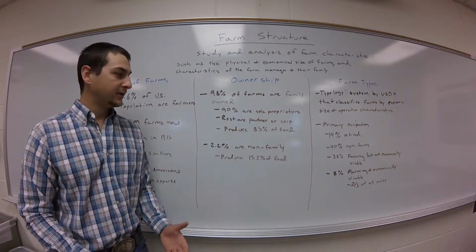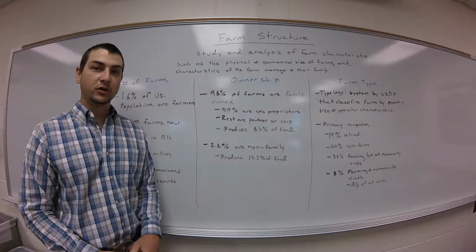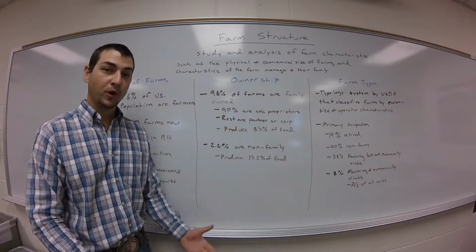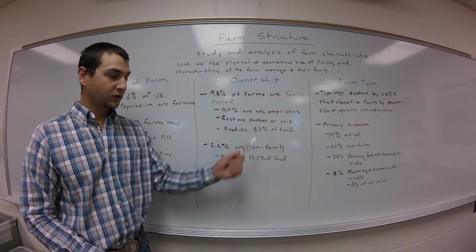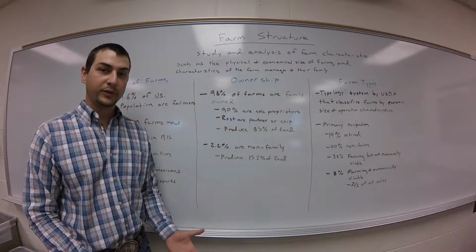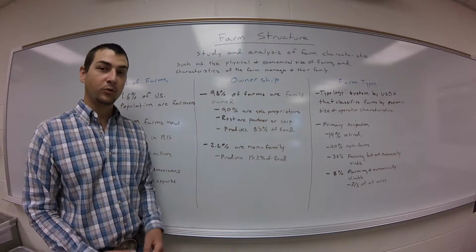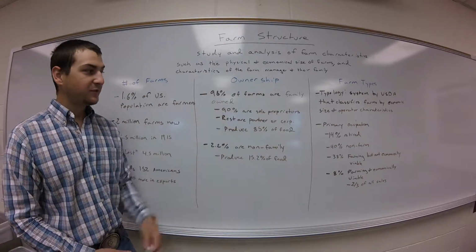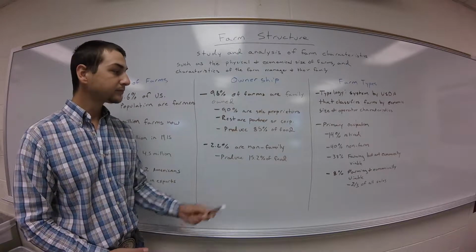Well, what does that mean? It means that maybe two brothers decided they were going to go into a partnership together and formed a partnership, but they're both in the same family. So they, as a family, started a partnership. Or maybe for tax reasons or other legal reasons, they formed a corporation. But it's still a family corporation. So 98% of the farms in the United States are still family-owned and operated.